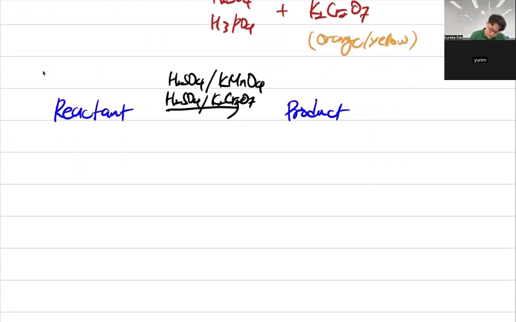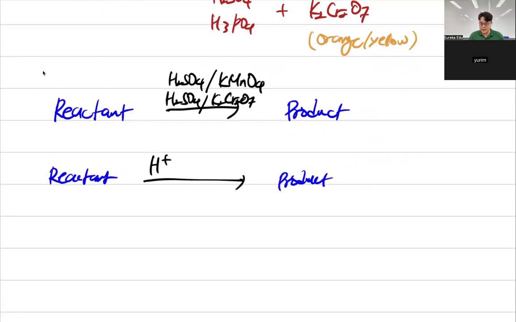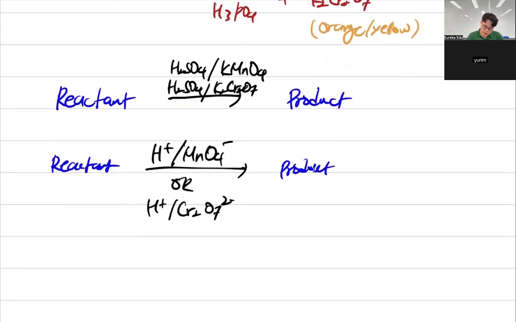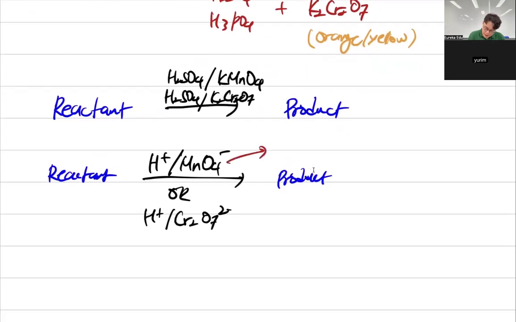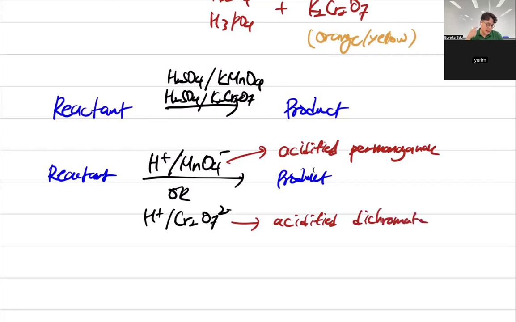Another method that we can use, because sometimes it's too long to write all those chemicals, is to simply write H+, which represents the strong acid or any of the acids that we're using for the reactions, with MnO4-, or we may just say H+ with Cr2O7 2-, like this. This is what we call acidified permanganate, and this is also known as acidified dichromate. So we're using either the acidified permanganate or the acidified dichromate.